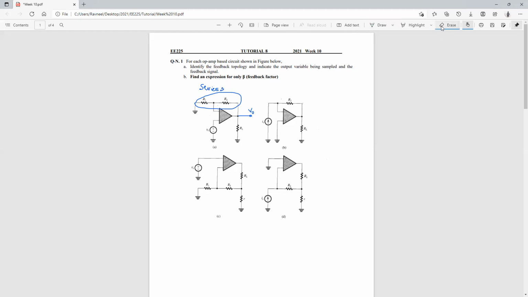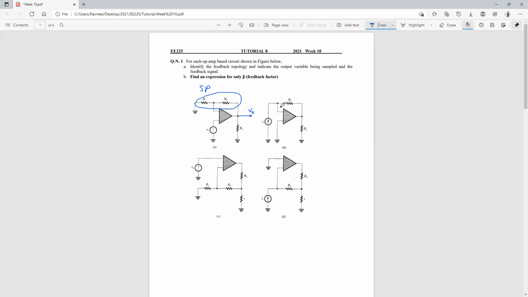The solutions are at the end. So this particular network is a series shunt. In place of shunt, I'm going to write parallel, so it's a series shunt network or series parallel network.